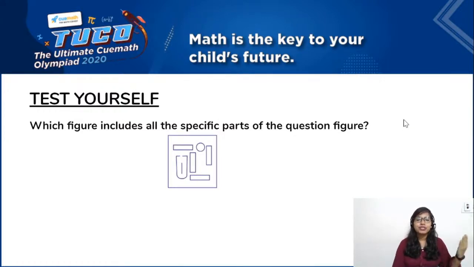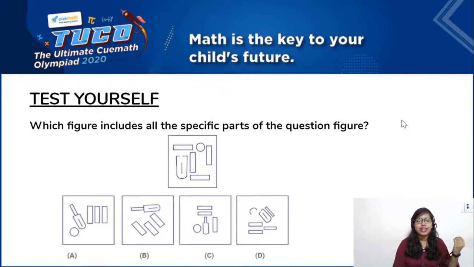Here I'm going to put a figure on the screen, and I'm going to give you a certain set of options, and all of you must try to answer this and put up your answer in the comment section. Then we'll go and understand the definition of embedded figures. If you look into this, it says, which figure includes all the specific parts of the question figure? It means that this is the main figure given to us, and we have to check which of the figures given in A, B, C, and D includes the parts of this figure.